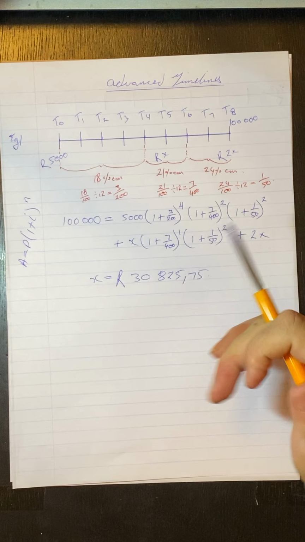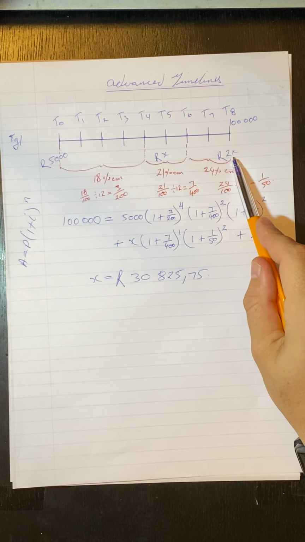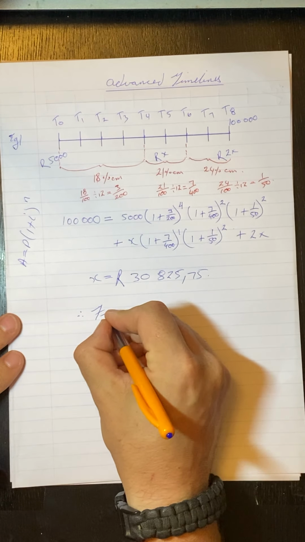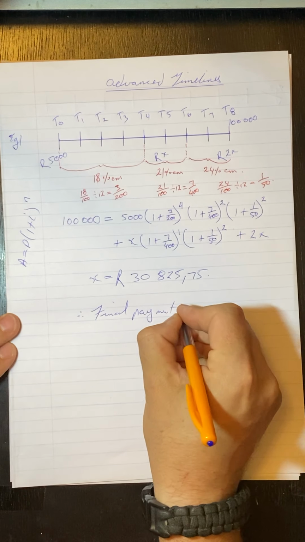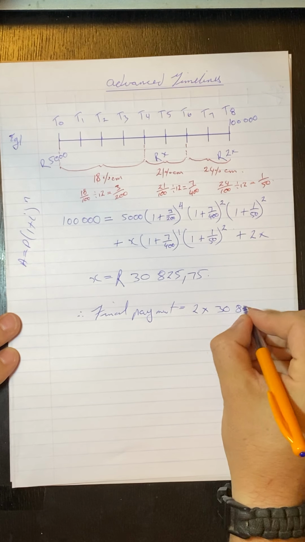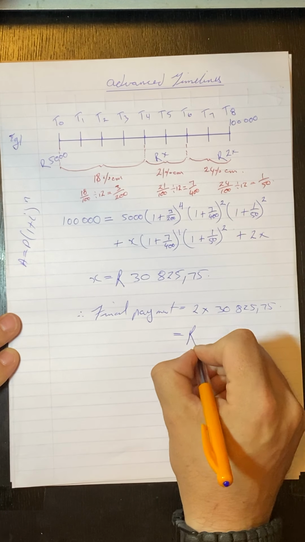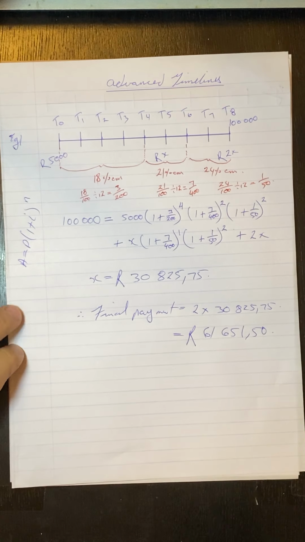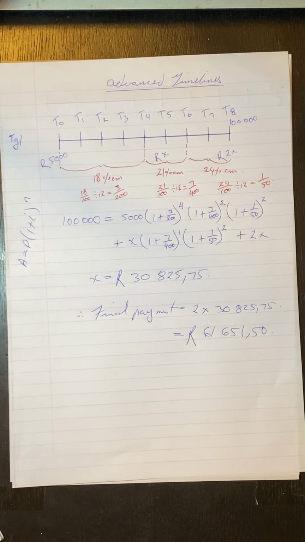But the question was, calculate the value of the final payment. So the final payment is 2x. Okay, so therefore, final payment will be equal to 2 times 30,825 and 75 cents, and we get a final payment of 61,651 Rand and 50 cents. Okay, so essentially not too bad if you draw the timeline.